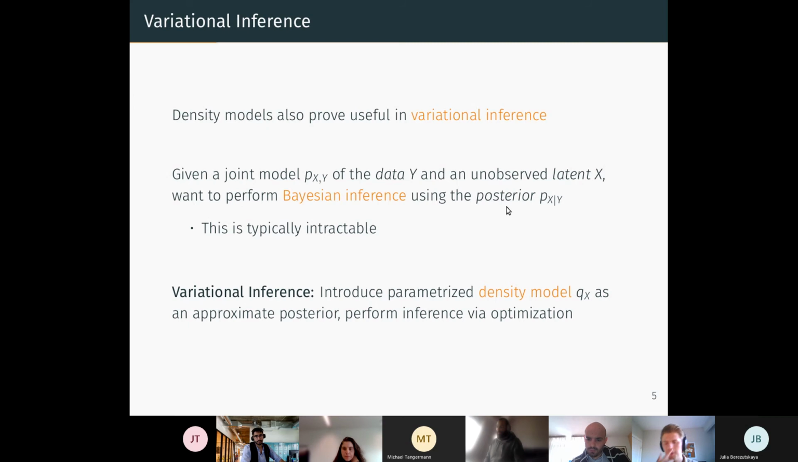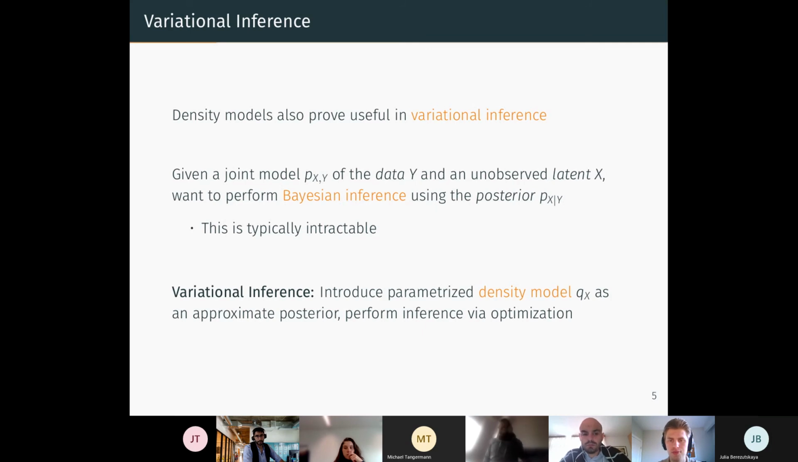Anyway, when you're doing Bayesian inference, you're given this joint model, and you want to now use the posterior P of X given Y to usually compute some expectations. But this posterior is typically intractable and difficult to sample from. So now enter variational inference, where we introduce a parameterized density model Q as an approximation to the posterior. And to perform inference, we instead do optimization of the parameters of Q. So that's one other way that density models can be used. And in fact, normalizing flows are used in this setting as well.